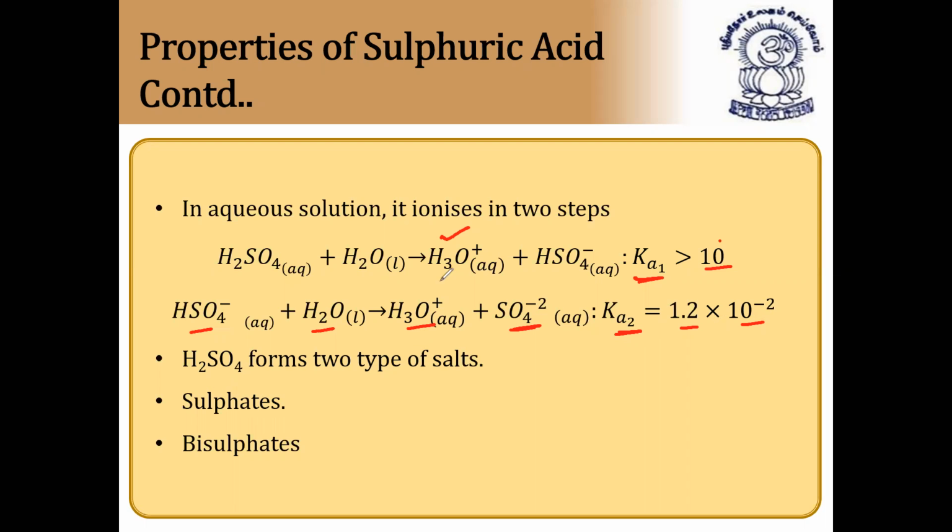Sulfuric acid releases two H plus ions, so it can form two types of salts: bisulfates and sulfates, like sodium bisulfate, NaHSO4, and sodium sulfate, Na2SO4. Usually it forms these two types with other metals too, like calcium bisulfate and calcium sulfate. I hope it is clear. Next.